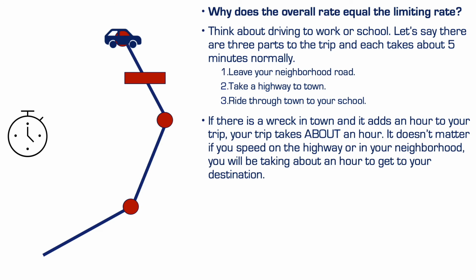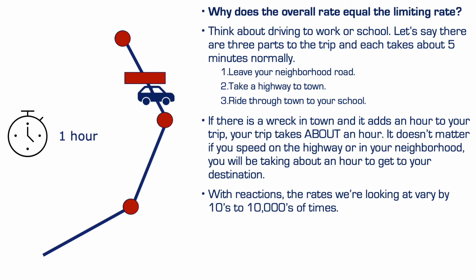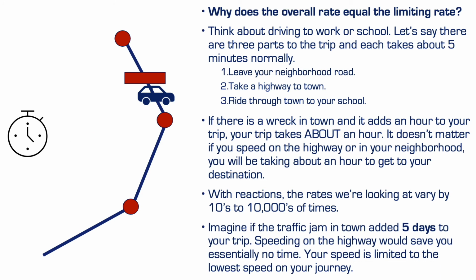If there is a wreck in town and it adds an hour to your trip, your trip takes about an hour. It doesn't matter if you speed on the highway or in your neighborhood, you will be taking about an hour to get to your destination. With reactions, the rates we're looking at vary by tens to 10,000s of times. Imagine if the traffic jam in town added 5 days to your trip. Speeding on the highway would save you essentially no time. Your speed is limited to the lowest speed on your journey.